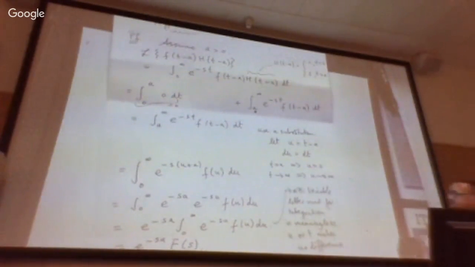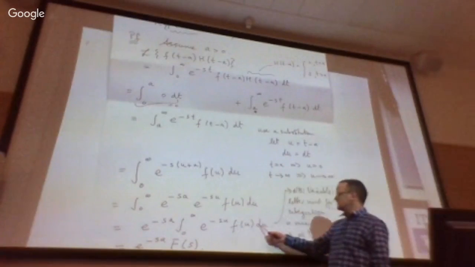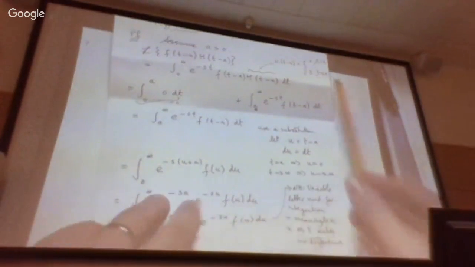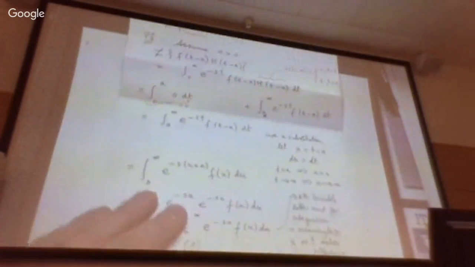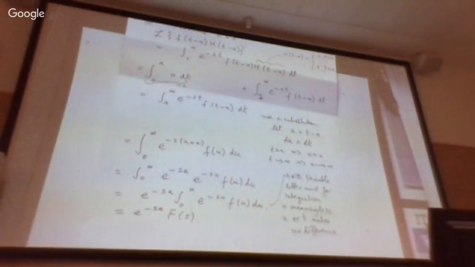So the fact that it's e to the minus su, f of u du here, and e to the minus st, f of t dt there, they're both exactly the same integral. That's an important point.